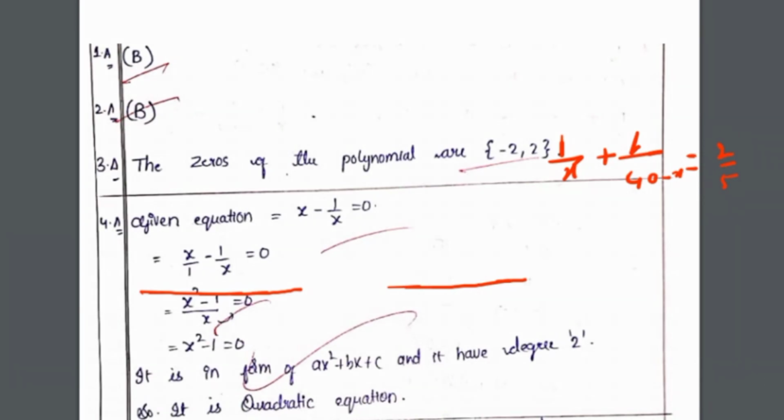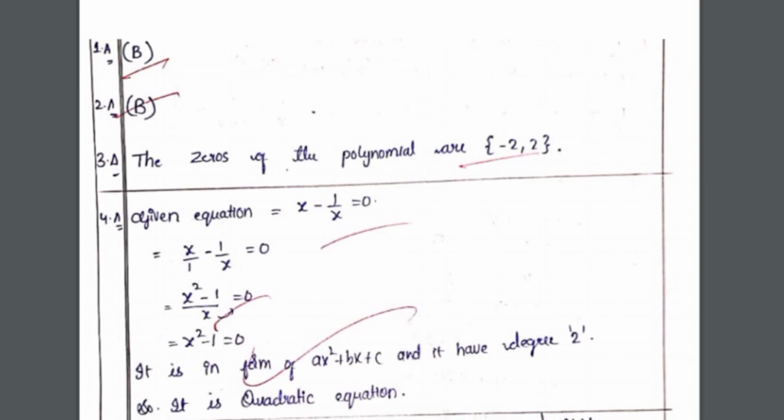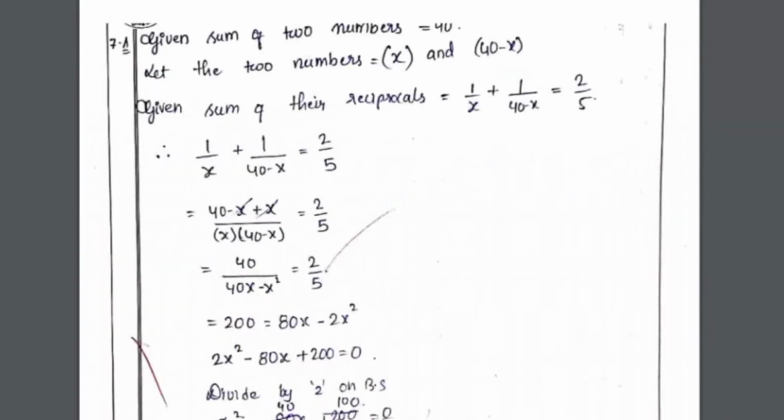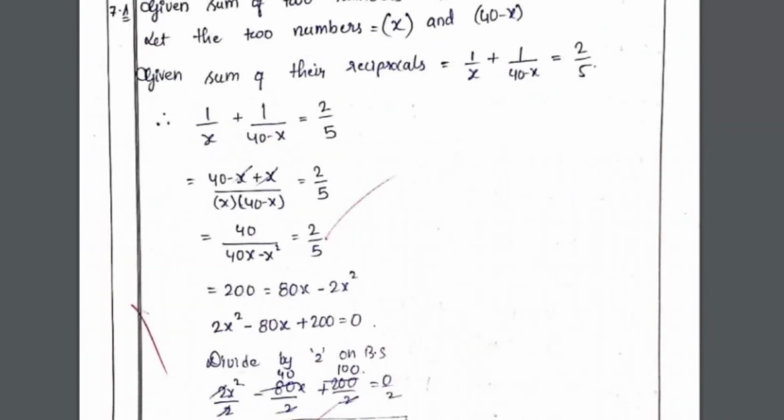So what she wrote. Okay, so these are the answers, completely what she wrote up to here. Everything she wrote correctly. This is the exam paper. Okay, so given the sum of the two numbers is 40, so let the two numbers be x and 40 minus x. Given the sum of the reciprocals, you can observe here, 1 by x plus 1 by 40 minus x is equal to 2 by 5. By taking the cross multiplication, 40 minus x plus x gets cancelled. So she has 40 by 40x minus x square is equal to 2 by 5.